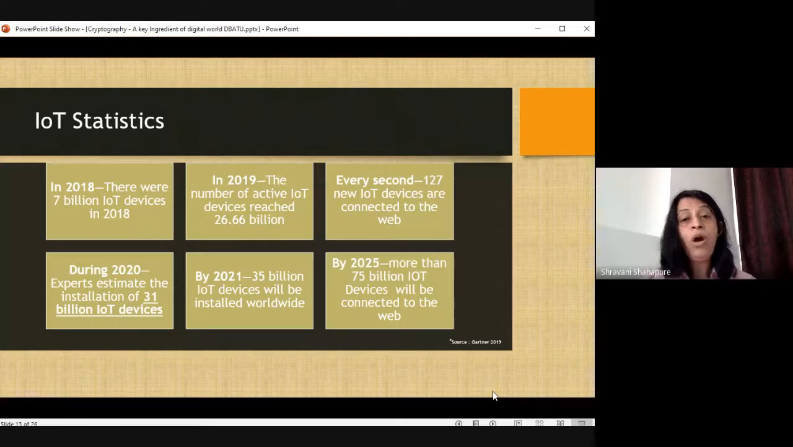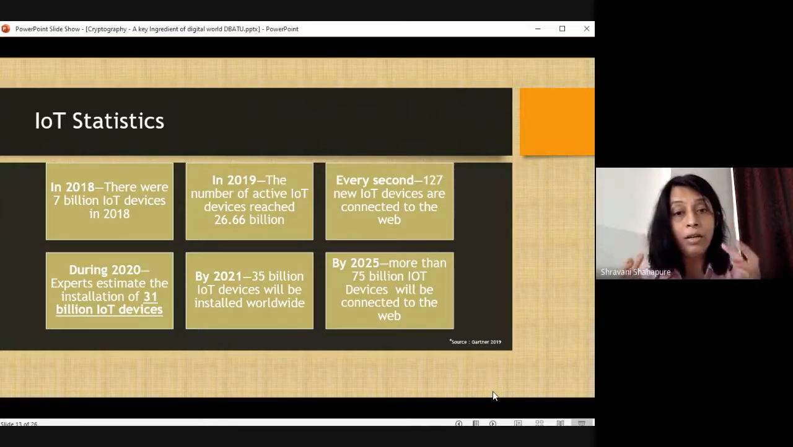These are some statistics about how big IoT is growing, how we are making our world smart, and deploying a lot of IoT devices. By 2018 there were 7 billion IoT devices. By 2019 there were 26.66 billion IoT devices. Every second, 127 IoT devices are getting connected to the web. You can imagine how fast the world is growing and how many devices are getting connected to an untrusted medium. By 2025, more than 75 billion IoT devices will be connected to the web. This is the estimation about IoT devices.